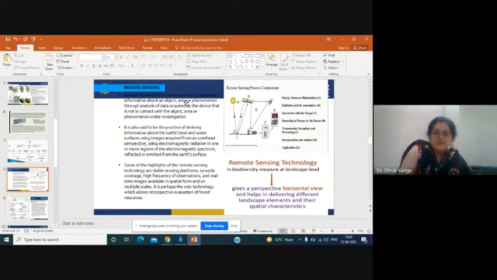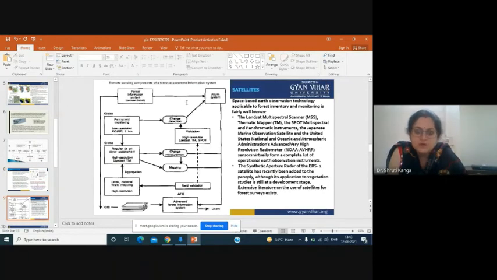Now, remote sensing, we have also studied in the previous lecture, is getting information about a particular object without getting into direct or physical contact with that object. So all these processes we have also studied in the previous lectures. Then we have different satellites.